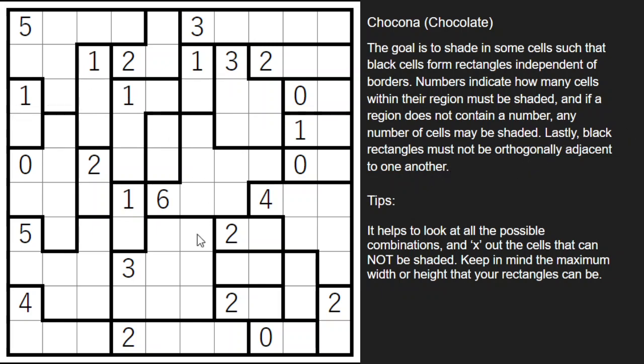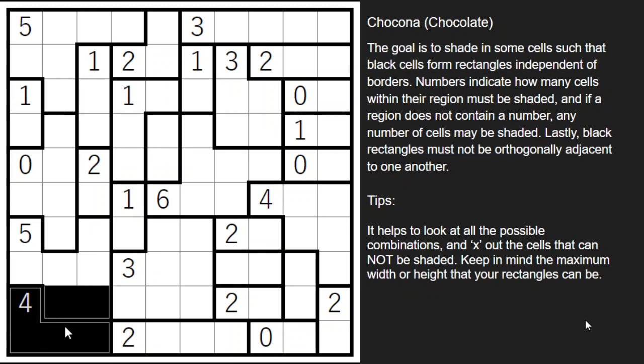Where I would start on this puzzle is any regions that you can automatically fill right away. And so for instance, this 4 in the bottom corner, there's only 4 cells, all 4 have to be shaded in. That's pretty simple. Now the number one tip I would say with these Chocona puzzles is that you cannot have any L-shaped shaded areas. So this obviously cannot stay as an L shape. We have to fill it in so that it's rectangular.